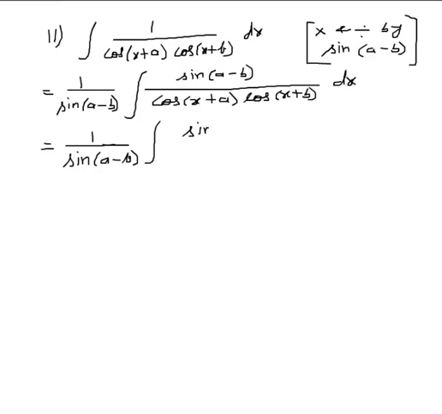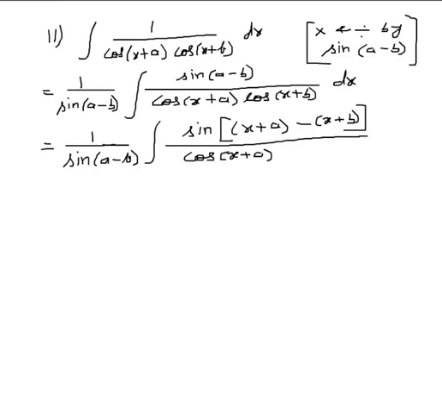Now the numerator can be written as sin of (x plus a) minus (x plus b). Open the brackets and see, x and x are getting cancelled. We get a minus b divided by cos of (x plus a) times cos of (x plus b) into dx. 1 divided by sin of (a minus b). Let us use the sin of (a minus b) formula, which is sin a cos b minus cos a sin b.